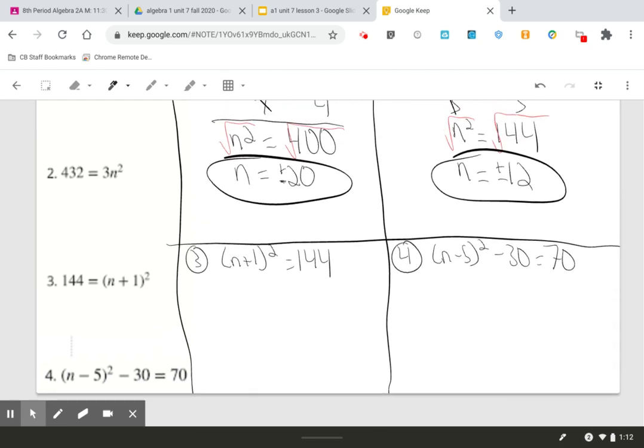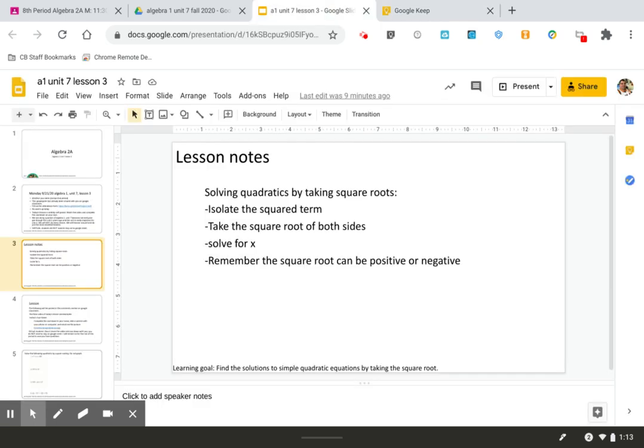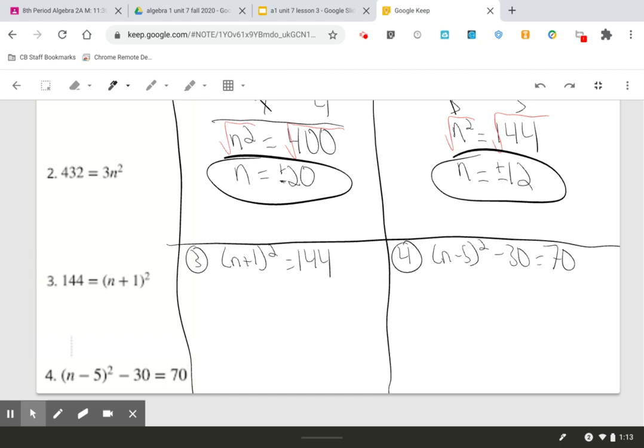Number 3, I went ahead and also switched around the order, which again is a perfectly legal thing to do. Step 1 is to isolate the squared term. Notice the squared term is already by itself. There's nothing else with it. So I can go right ahead and take the square root of both sides.